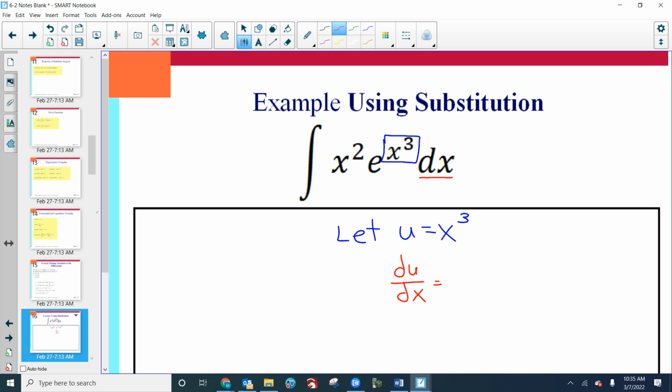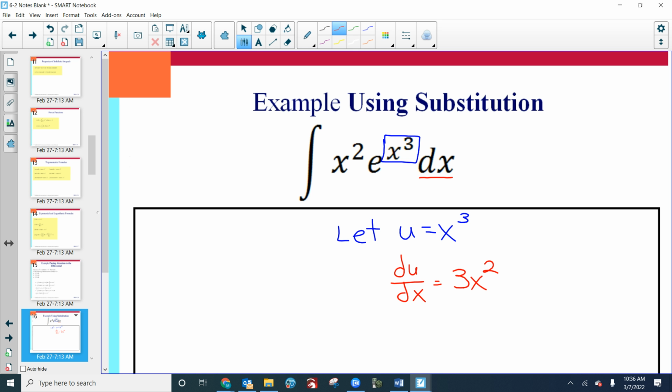X has to match the variables being used in here. Well, guess what? If I'm converting from x's to u's, don't I need a du there? How do I get du? Well, what is the derivative of this u function with respect to x? What is du dx? 3x squared.